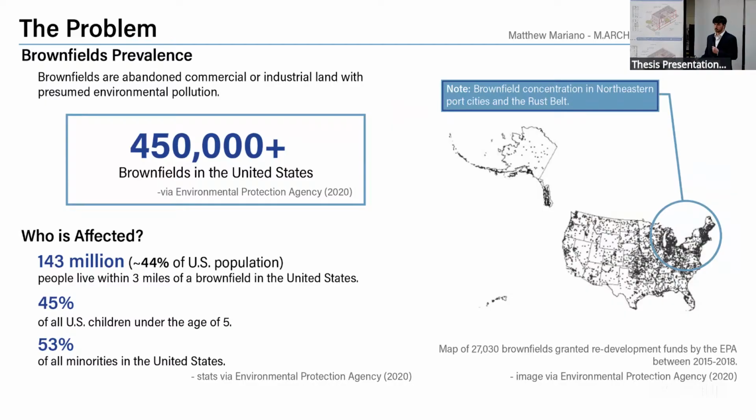So it is part of a wider problem that brownfields are in the United States. There are over 450,000 brownfields in the United States, and it affects nearly half of the US population, given that almost half live within 3 miles of one. You'll notice in the map provided by the EPA that a majority of those brownfield sites, those abandoned industrial sites, are in the northeastern port cities and Rust Belt that we were talking about, with the industry from the Industrial Revolution.